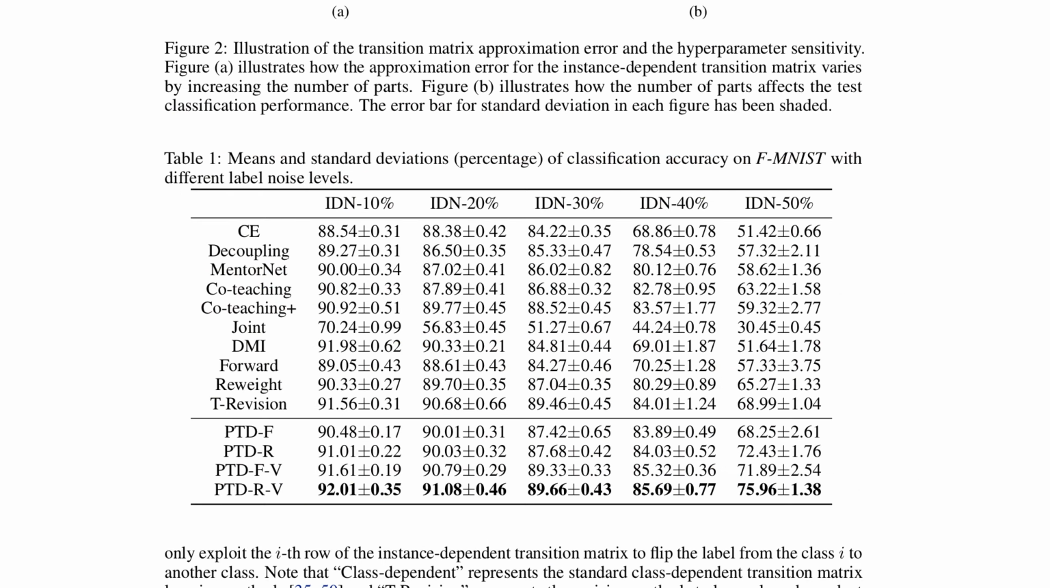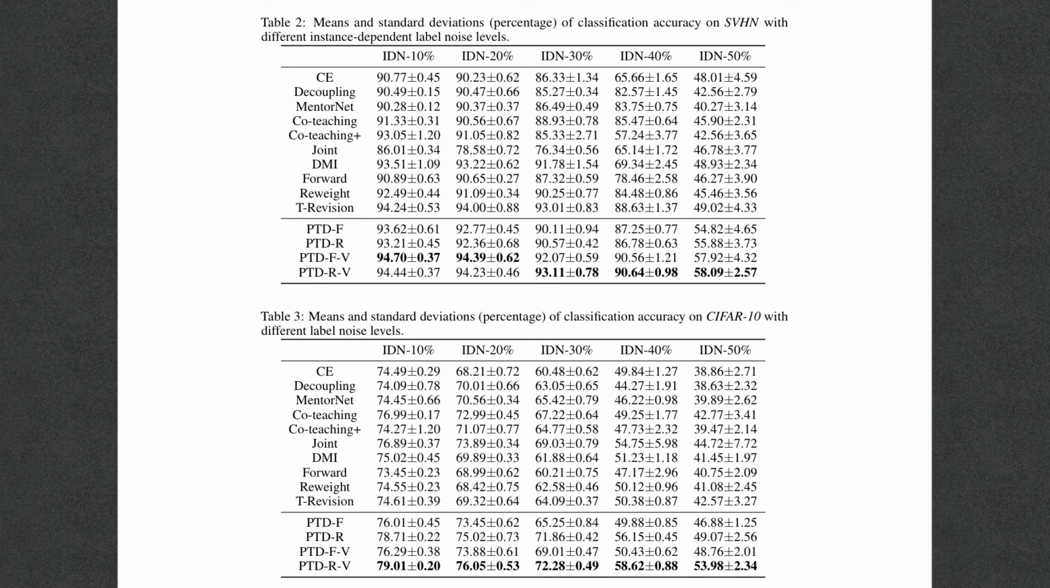Let's look at the case of FMNIST with different label noise levels. You have 10%, 20, 30, 40, and 50% instance-dependent noise. Now you can see that the best approaches are basically those that are focusing on part-dependent noise. Now this R and F here indicates the revision of the transition matrices by reweighting or forward algorithms. And we can see that the result on FMNIST was actually suggesting that the PTD approach is useful. The same goes for SVHN and CIFAR 10.